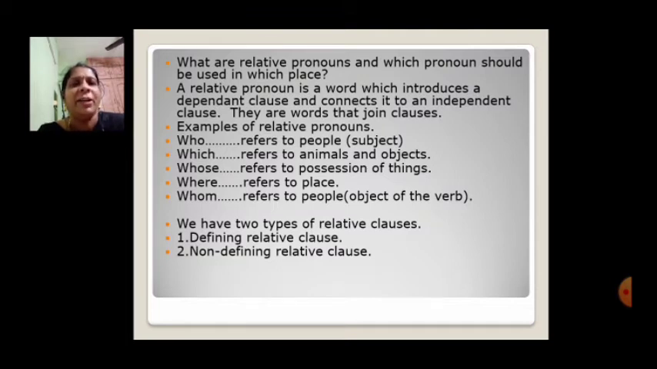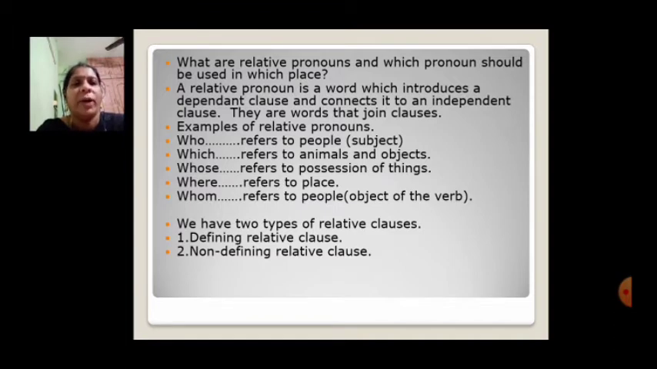They start with a relative pronoun. So these relative pronouns should compulsorily be placed before a relative clause, and they come immediately after a subject or the noun. Okay, now we have two types of relative clauses. Depending on the type of relative clause, they are classified into two types: defining relative clause and non-defining relative clause.